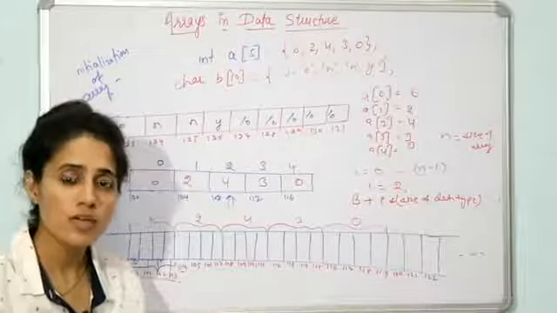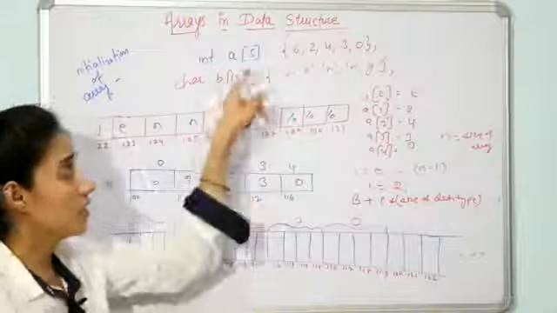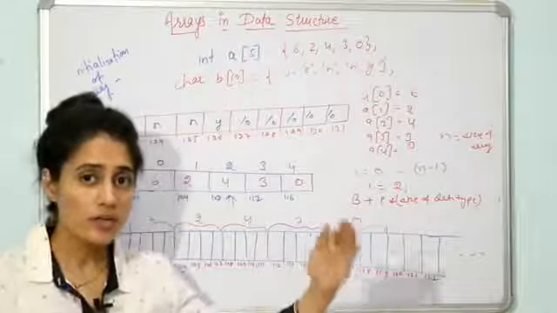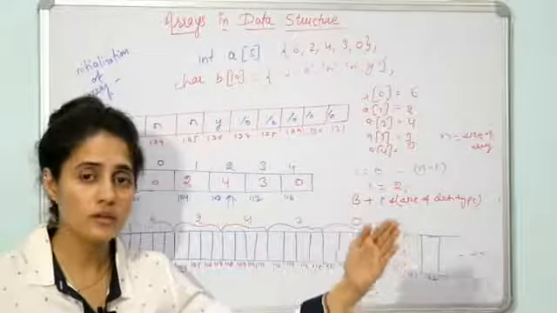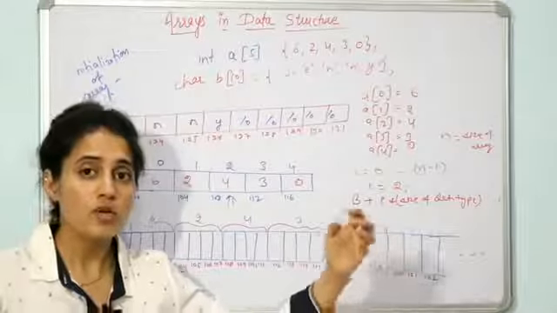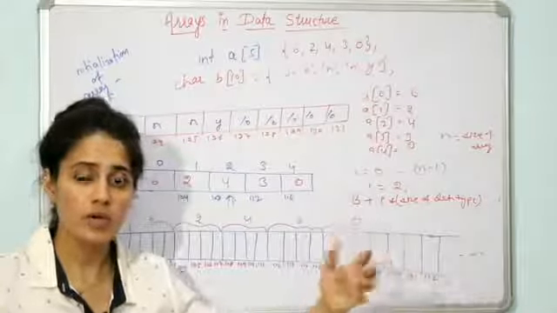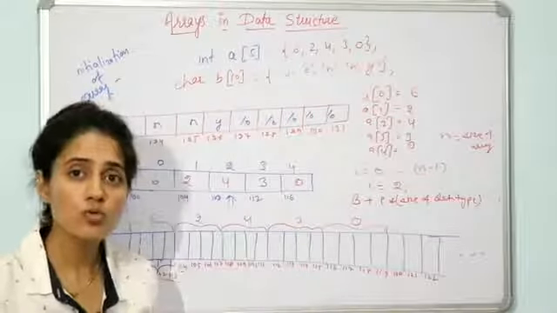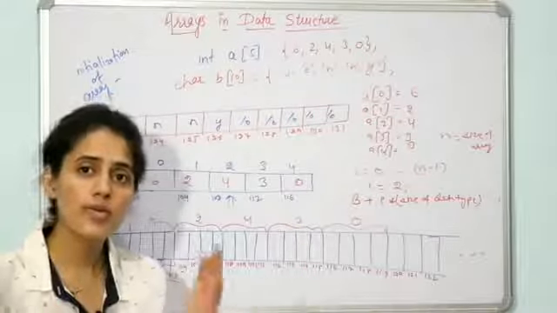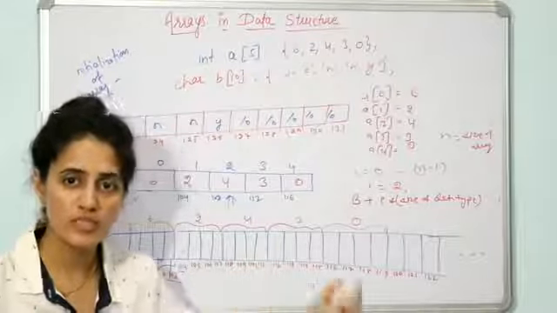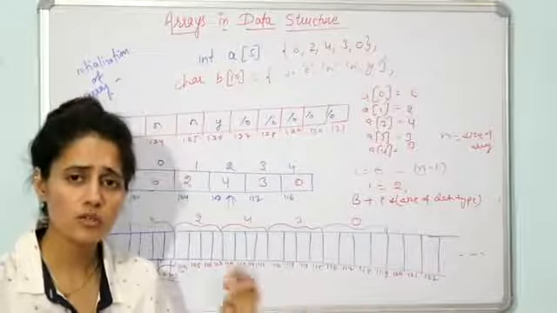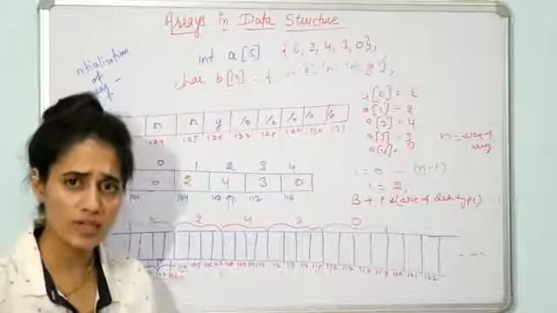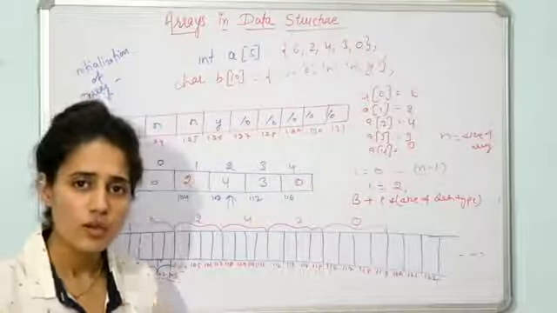Maybe sometimes you have declared that I want an array of size 100. So now that space of 100 elements, or you can say 400 bytes, has been allocated to you for this array name A, but actually you are storing only 10 integers. So you are wasting that space, right? So that is a drawback of the static declaration of an array.